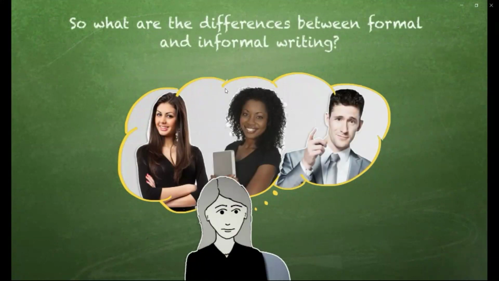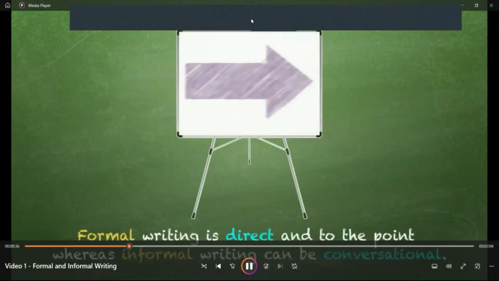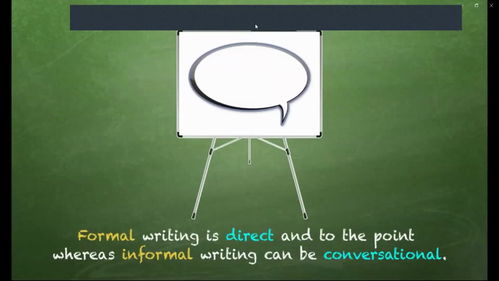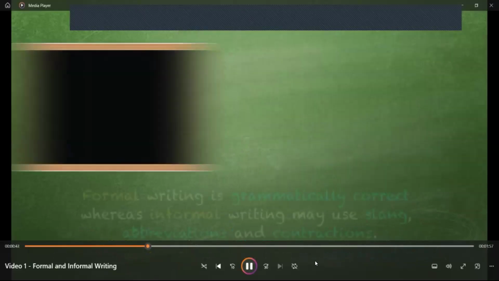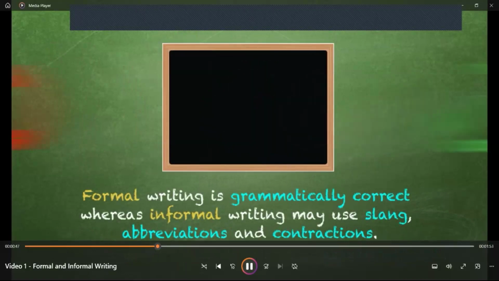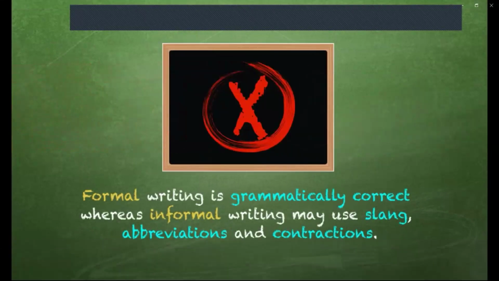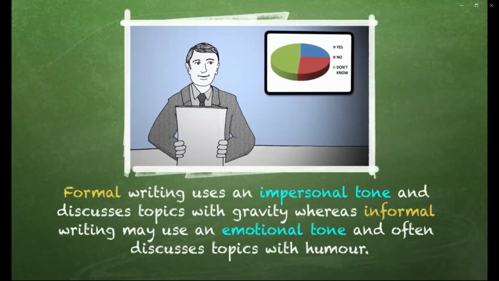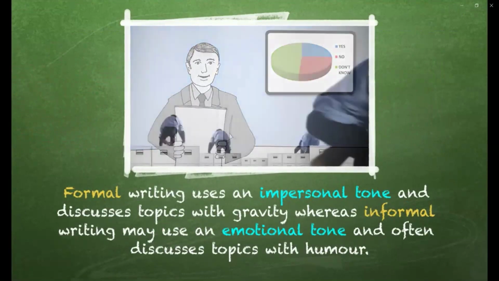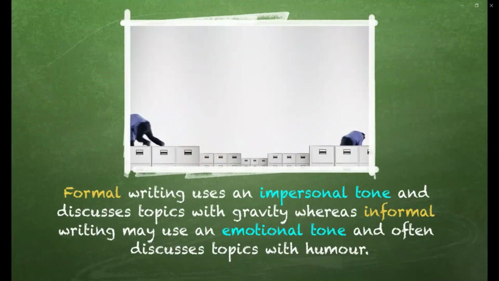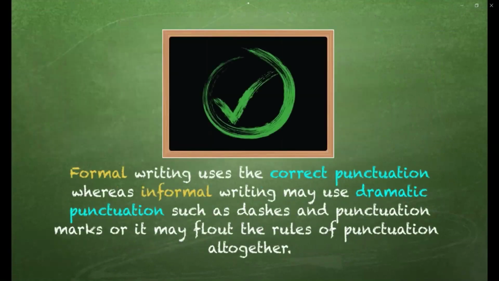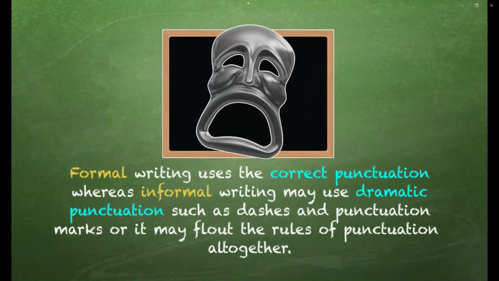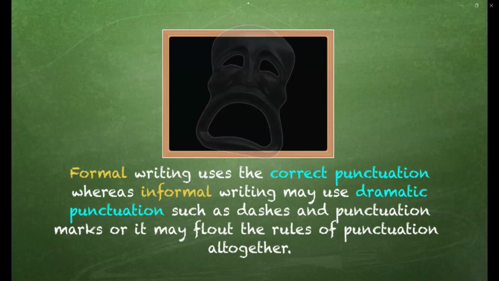So what are the differences between formal and informal writing? Formal writing is direct and to the point, whereas informal writing can be conversational. Formal writing is grammatically correct, whereas informal writing may use slang, abbreviations, and contractions. Formal writing uses an impersonal tone and discusses topics with gravity, whereas informal writing may use an emotional tone and often discusses topics with humor. Formal writing uses the correct punctuation, whereas informal writing may use dramatic punctuation, such as dashes and exclamation marks, or it may flout the rules of punctuation altogether.